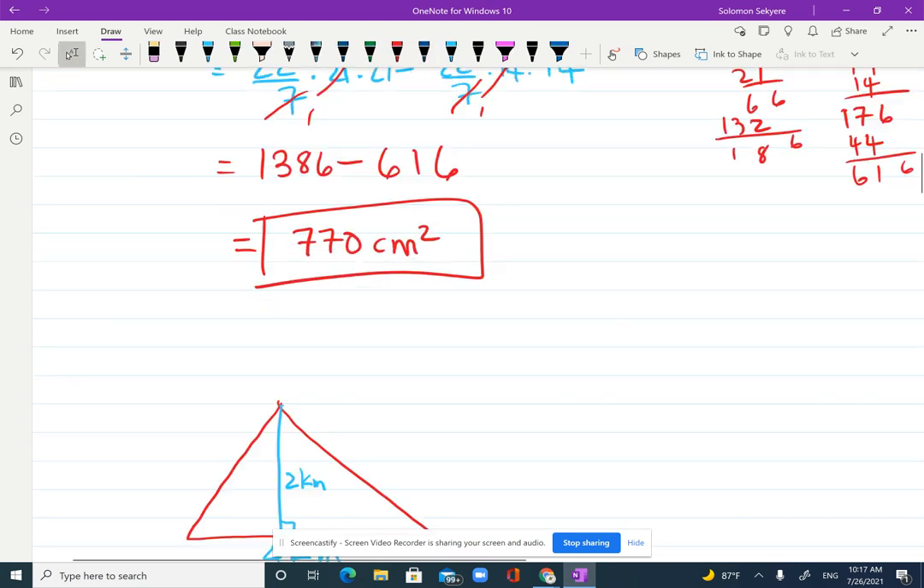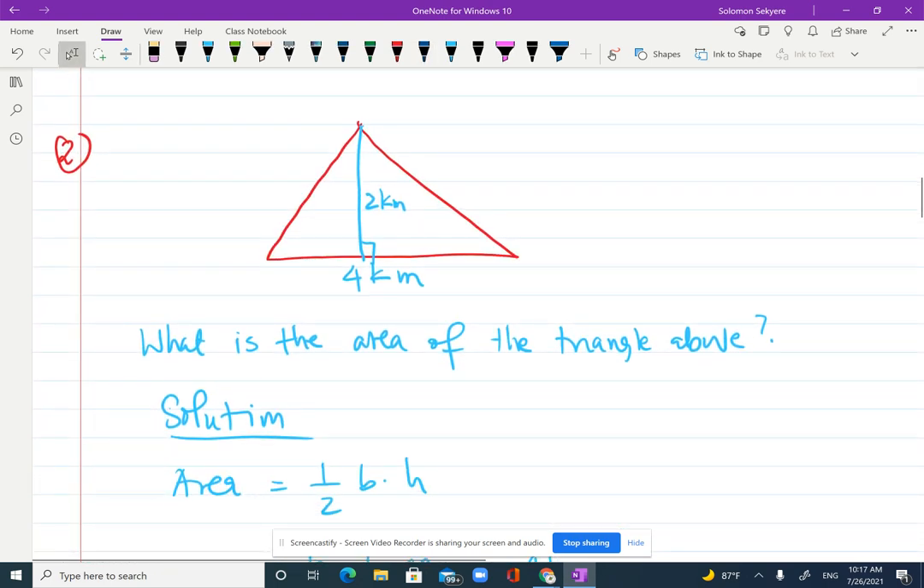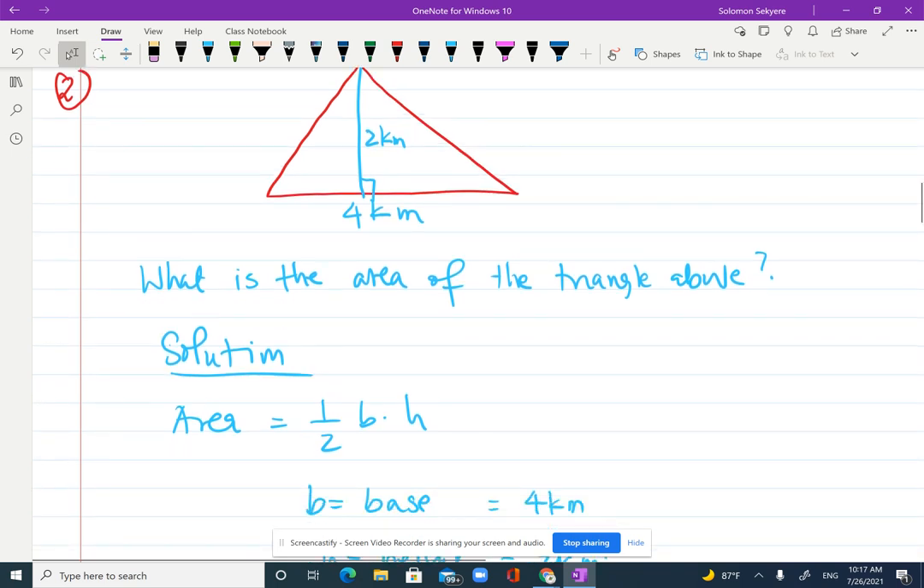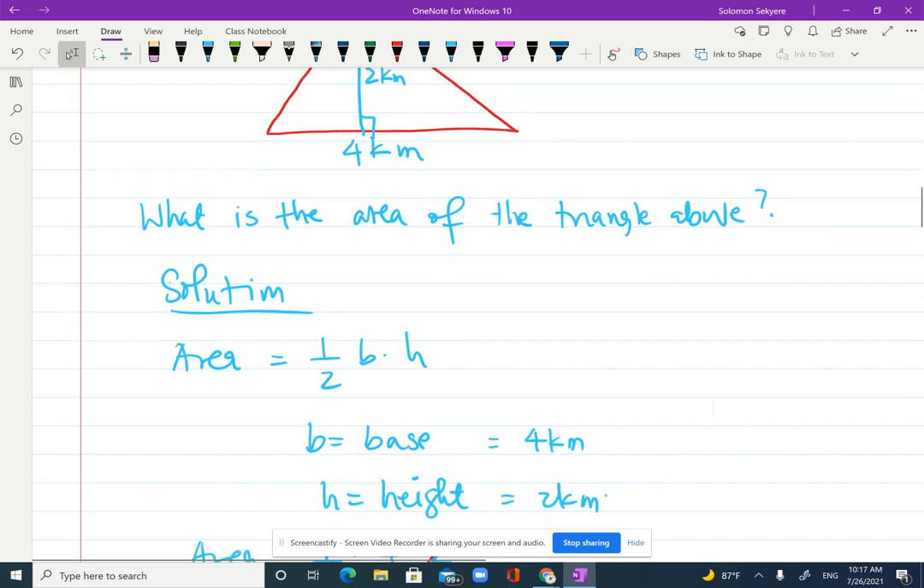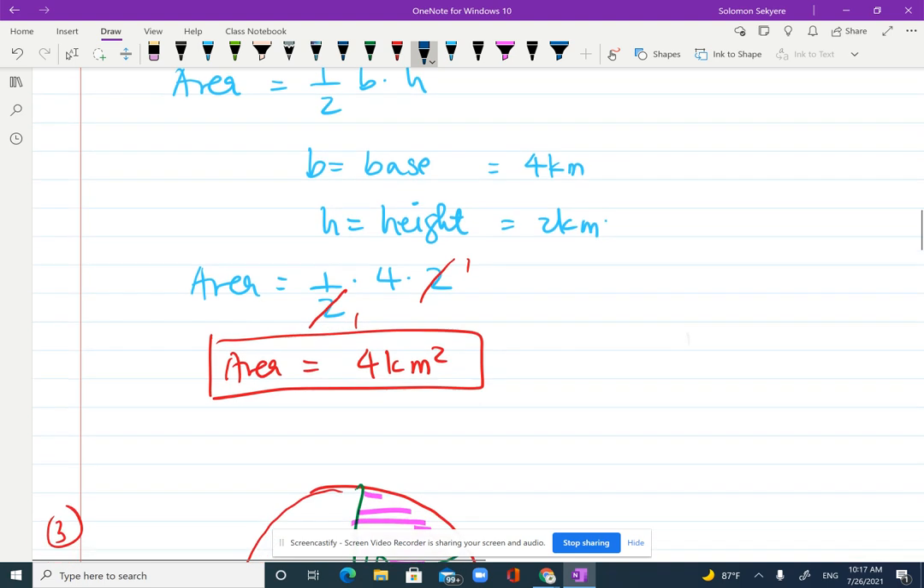Cool. Let's do some other problems here. If I give you a triangle with a height of 2 kilometers and 4 kilometers base, what is the area? Pretty straightforward, right? The area of a right triangle is base times height divided by 2. Here you go. And now, as always I say, simplify first, don't multiply the numerators first.